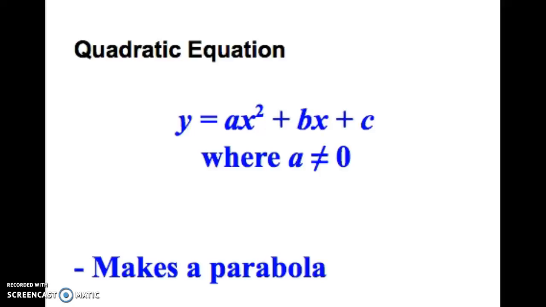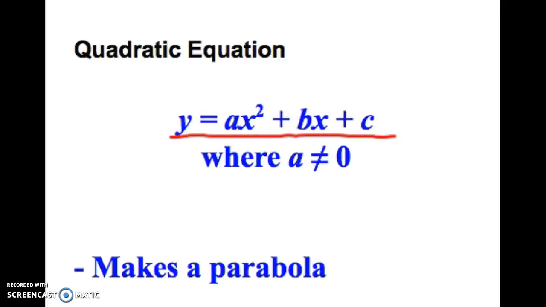Okay, today we are going to talk about quadratic equations. This is an intro into quadratic equations. Quadratic equations are in the form that's up here: y equals ax squared plus bx plus c.